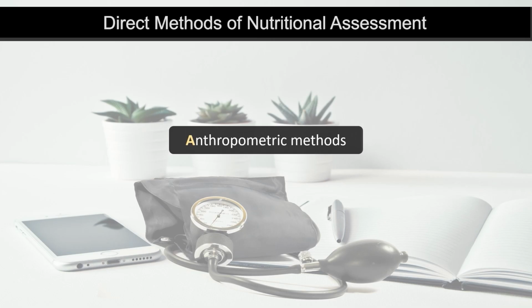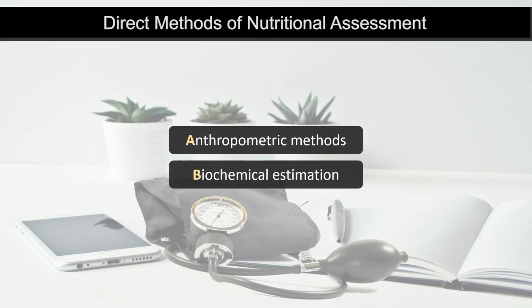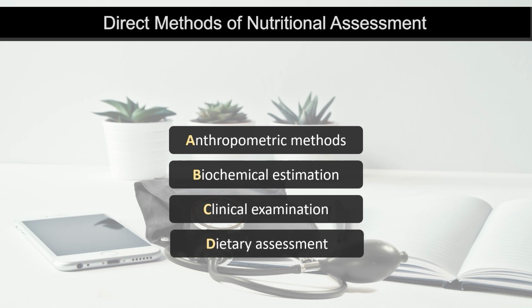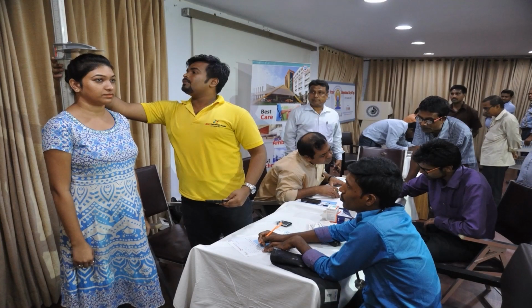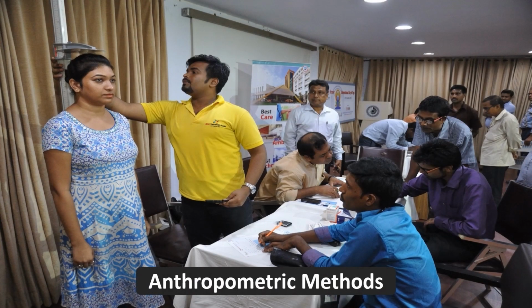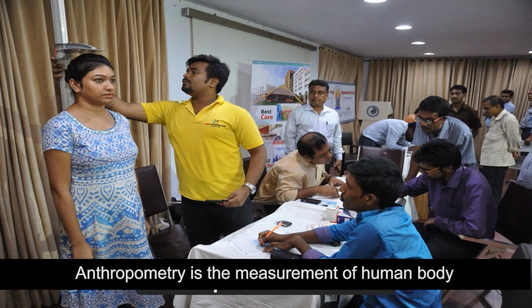There are simple methods which have been provided. They are called the direct methods of nutritional assessment, and they include anthropometric measurement, biochemical method of assessment, clinical examination, and dietary assessment. Today we will focus on each one of these methods separately, starting with the anthropometric methods. Anthropometry is the measurement of the human body at various ages and the level of nutritional status.